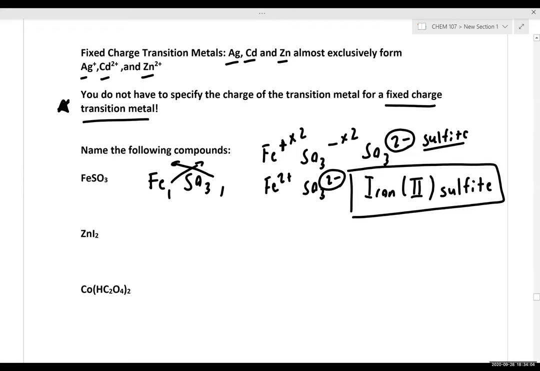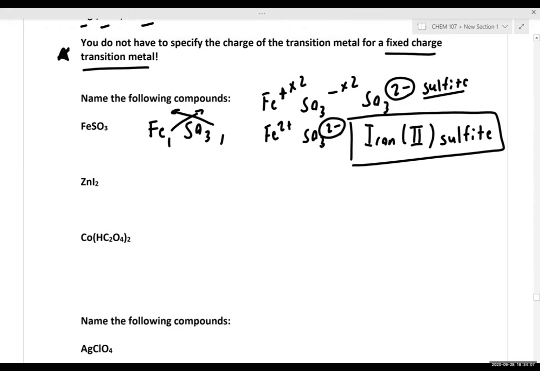So let's work on these next two examples. Let's spend about 2 to 3 minutes on them. Let's focus on naming these two compounds, and then we'll discuss momentarily. And remember the trick associated with fixed charge transition metals. For some of the responses I see in the chat, the logic would be correct for most transition metal containing compounds, but for fixed charge transition metal containing compounds, you do not have to specify the charge.